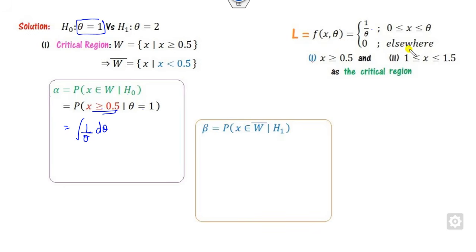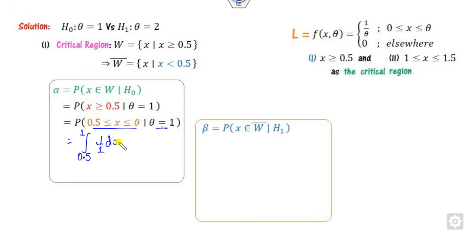Now the integration is X varying from 0 to theta. This is 0.5, so can I write this from 0.5 to theta? That's true. Now you can integrate, theta is 1, so this value is my 1. So you integrate from 0.5 to 1. What is f of x? It is 1 upon theta, and theta is my 1, so this is my integration here. After solving, you will get this value as the level of significance.